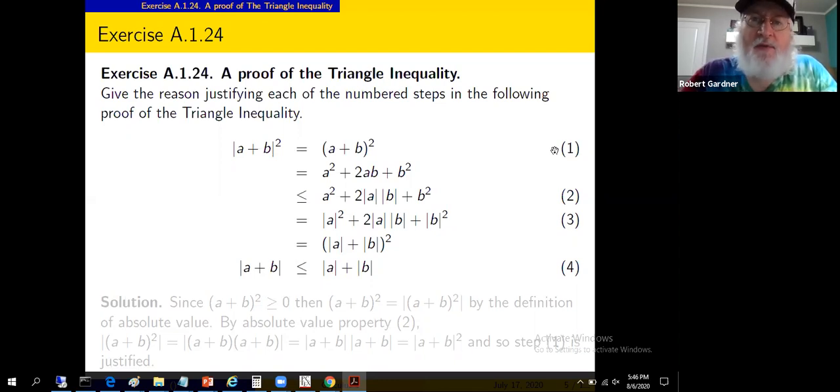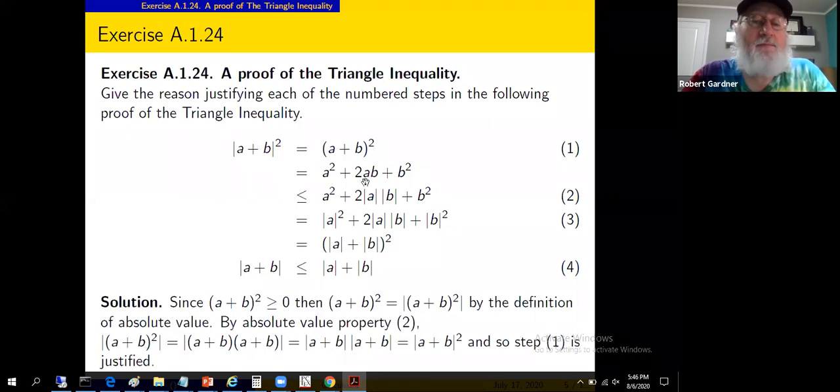What do you know about absolute value? I know it's non-negative, and I know things when they're squared are non-negative as well. We know when we square a real number, we get a result that's non-negative. No complex numbers for us. So you square a real number, you get something that's non-negative. Then a plus b squared is the same as the absolute value of a plus b squared, because the absolute value of something is the same as the thing if the thing is positive.